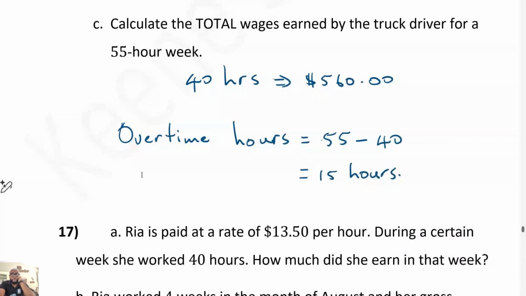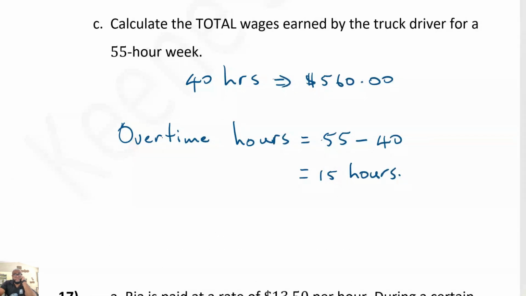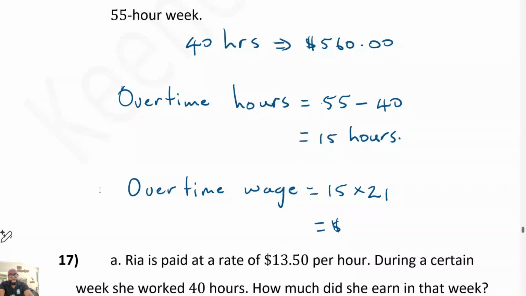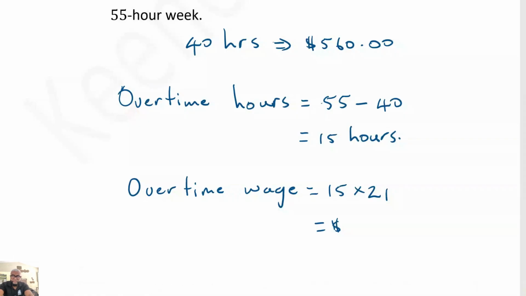Right? So what is my overtime? Because I want the total wage. So your overtime wage would be equal to 15 multiplied by 21. And what does it give me? What's the overtime wage? 15 multiplied by 21. Anybody? 350, right? 315.